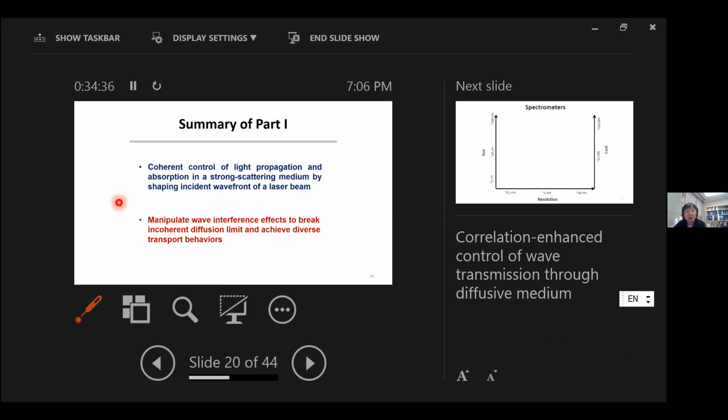So basically, let me try to summarize the first part of my talk. I show that actually we can achieve coherent control of light propagation and absorption in a strong scattering medium by shaping the incident wavefront of a laser beam. Because this allows us to manipulate the wave interference effect to break the incoherent diffusion limit, and that allows us to achieve very diverse transport behaviors. So this is the first part of my talk.